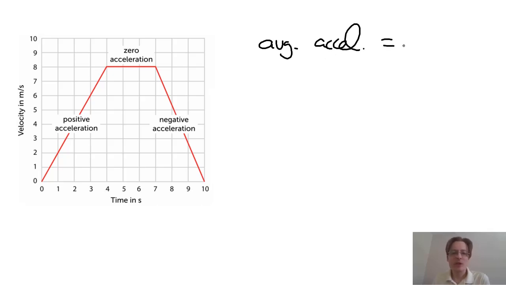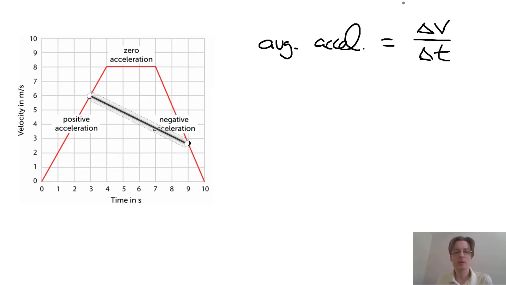The average acceleration is just the change in the velocity over the change in time. So, for example, I could figure out what average acceleration the car experiences from 3 to 9 seconds, and I'd have to take the slope like so. That's the average acceleration. You take the change in the velocity over the time interval from 3 to 9.